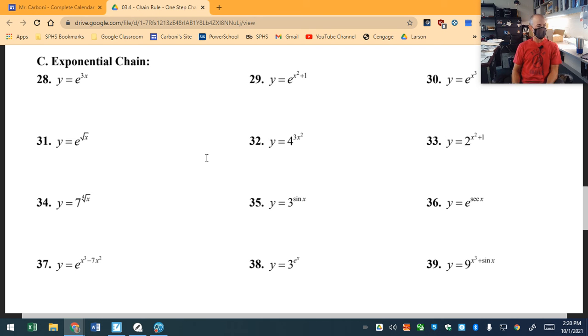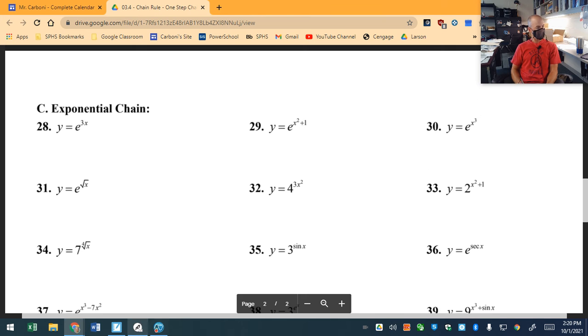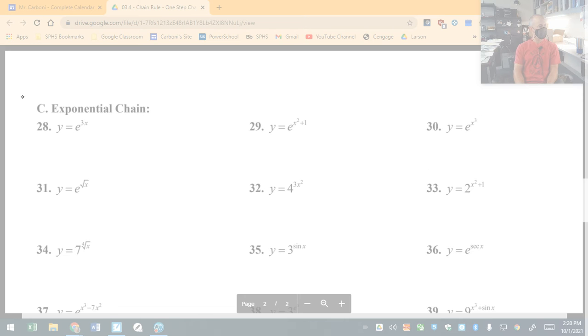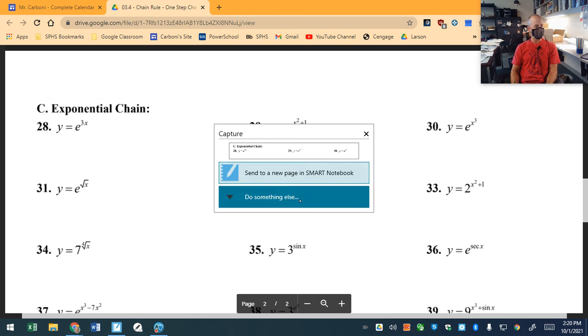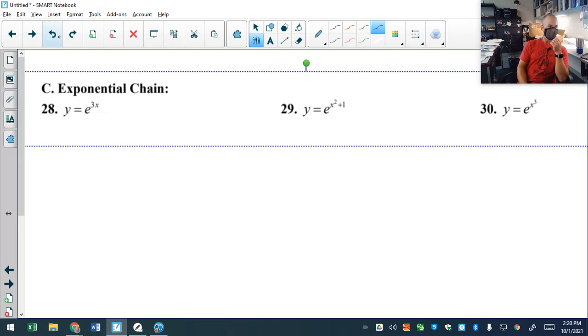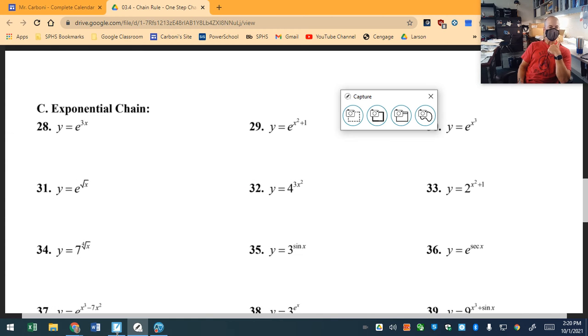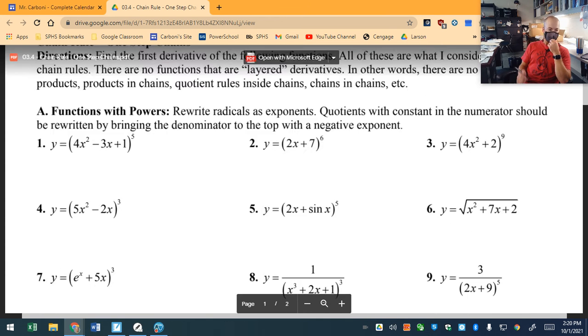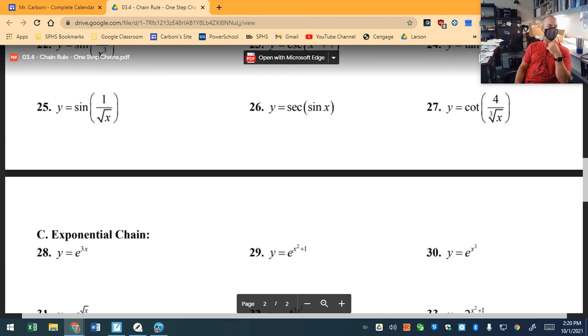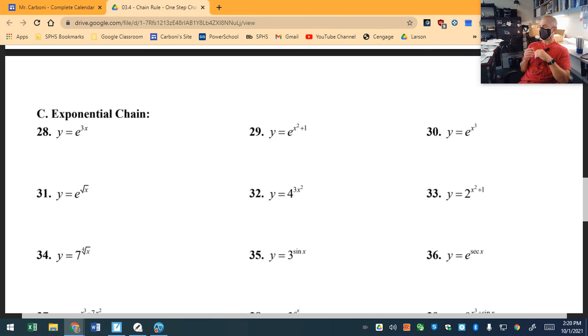For example, this first line of problems, they're all really nice. They do get a little bit more difficult when the base is not E, when the base is like 4 and 2 and 3 and 7. The good thing is that we very, very, very seldom run into non-E bases. It's almost always a base of E when we're doing these derivatives.